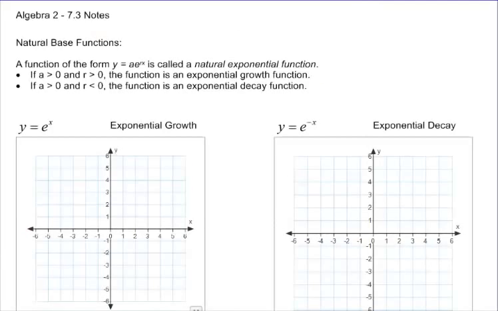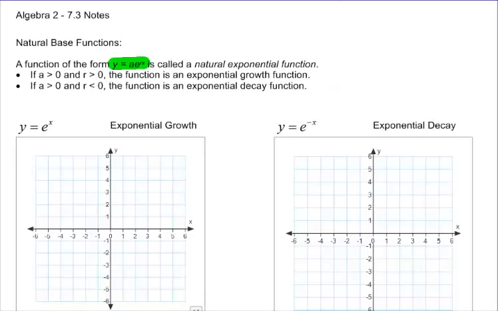Okay, so the natural base functions. Now we can graph these bad boys, and the functions have this form right here: y equals a e to the rx. Okay, so if a is greater than 0 and r is greater than 0, then you have exponential growth. If a is greater than 0 and r is less than 0, then you have exponential decay. So what does that look like?